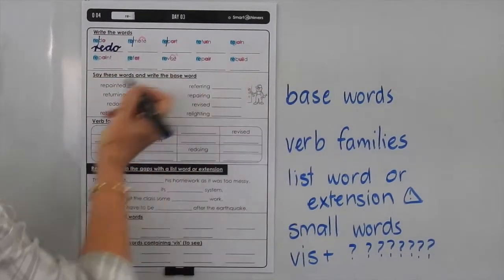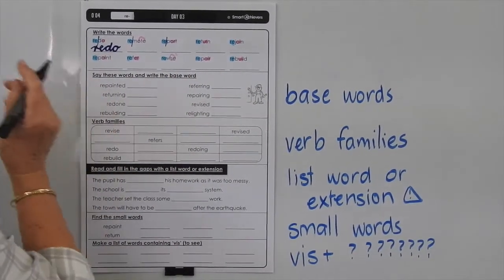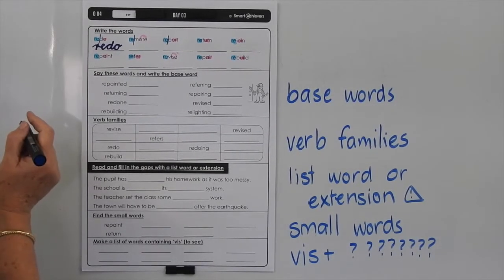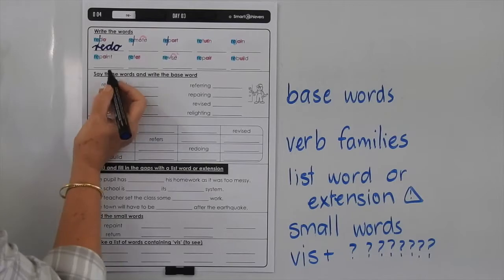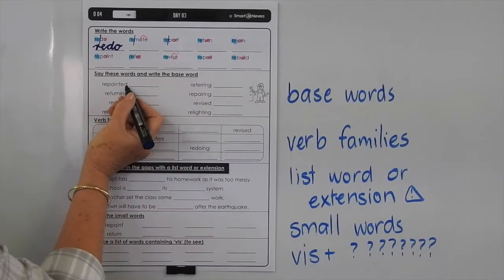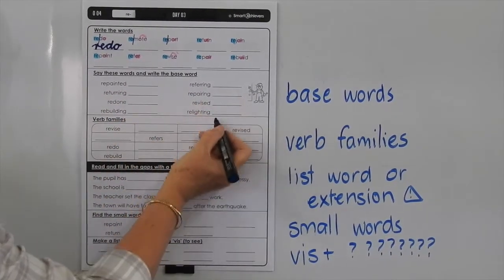So you can write all of those in running writing and go back and check to make sure they're right, rub out any and do them again if you've made a mistake or your writing's illegible. So say these words and write the base word. So repainted comes from the word paint, so you just write the base word in for each of these.